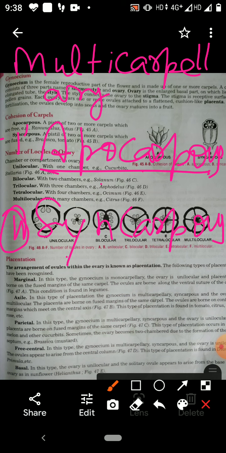Apo means two or more carpels are free. If carpels are free, then that is called apocarpous, as in this figure. If all the carpels are not free, they are fused together, then that is syncarpous. This figure is syncarpous. So those who are multicarpellary, they may be apocarpous if all the carpels are free. If all carpels are fused together, that is syncarpous.